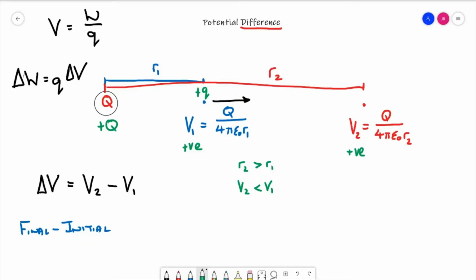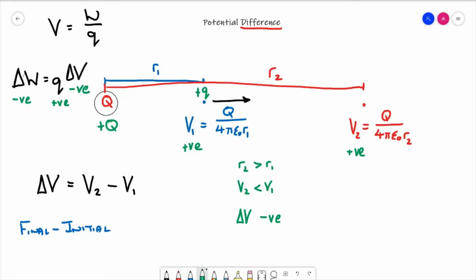Because V2 is smaller than V1, if we come back to our delta V equation, we're subtracting V1, which is bigger than V2, from it. What we're going to end up with then is that delta V will end up as a negative value. When we put that negative value back into the equation, delta W is equal to Q delta V, well, delta V is negative. Q, our test charge, is positive. And we know from basic maths that a positive multiplied by a negative will also give us a negative.